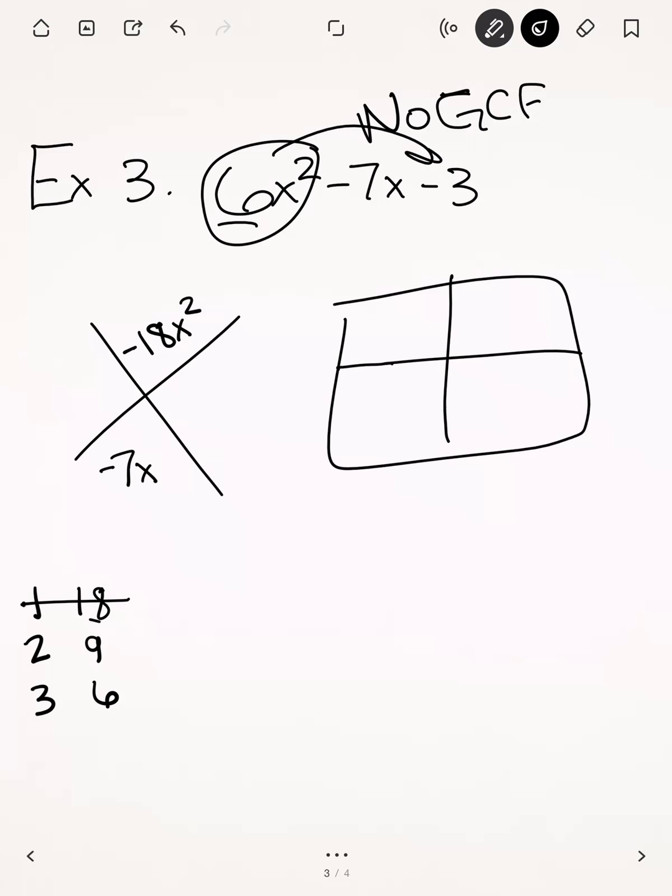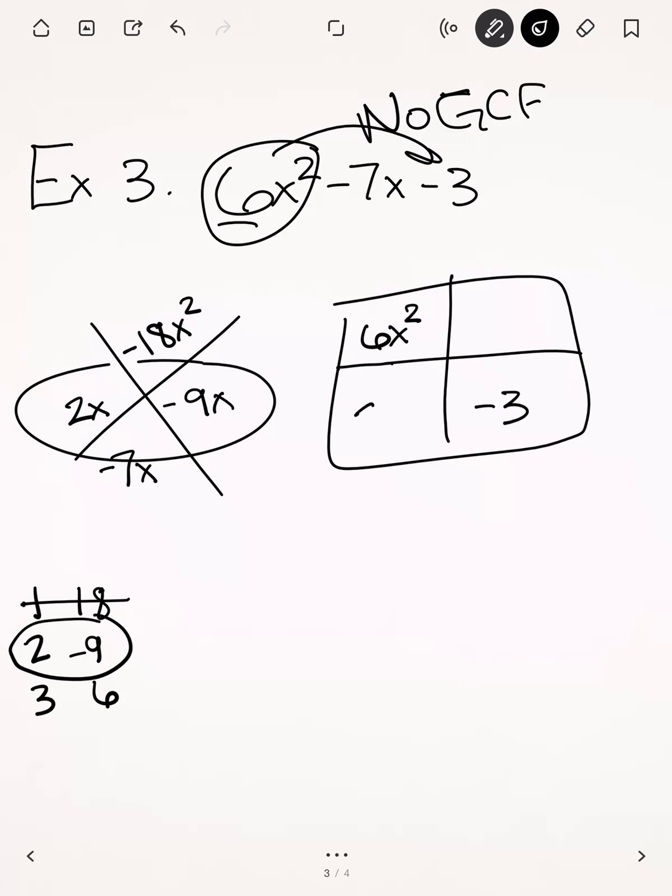If I look at 2 and 9, yeah, I want a negative 7, so my 9 needs to be negative. So on the sides of my x's, I get 2x and a negative 9x. Then I go to the box. The box, I plug in first term, first box, last term, last box. And then my 2 middle ones have to add to be my middle term, and I just found that, 2x minus 9x.